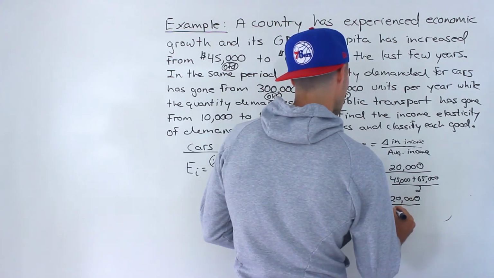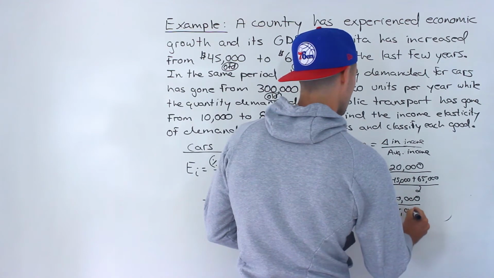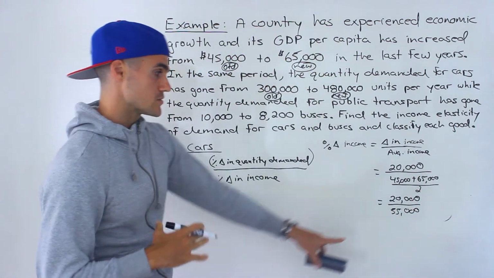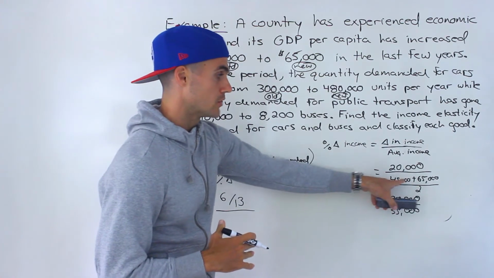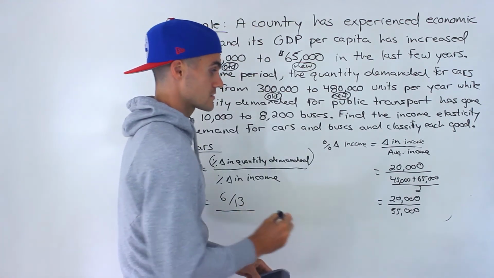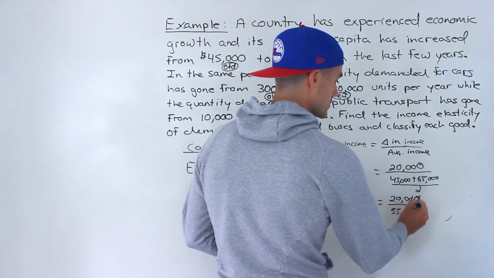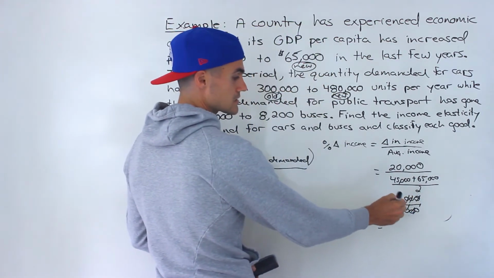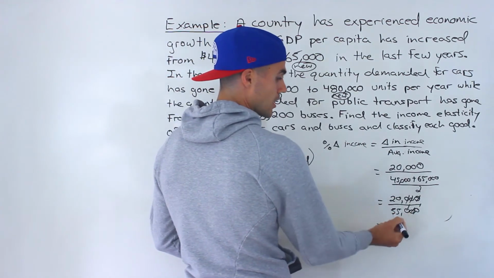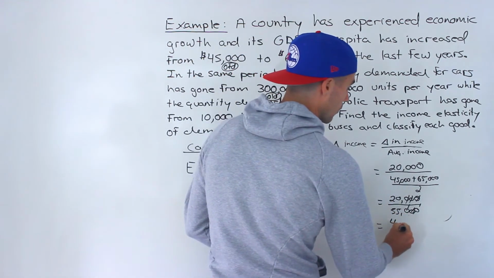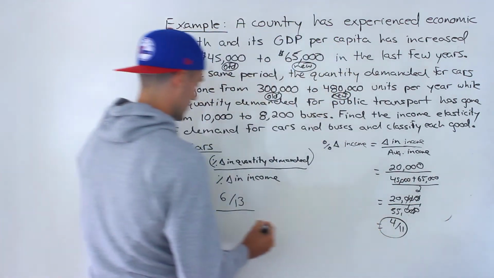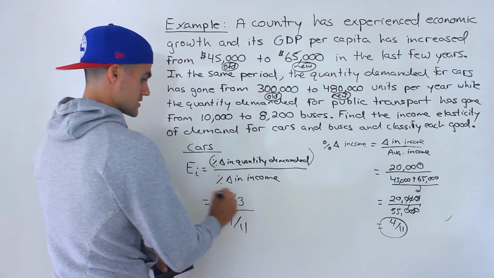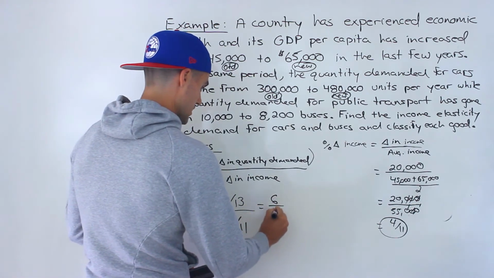And so we'd end up with 20,000 over 55,000, right? Because 45,000 plus 65,000 will give us 110, divided by 2 gives us 55. Notice that's the midpoint between 45,000 and 65,000. So notice here the 3 zeros would simplify, so we'd end up with 20 over 55, and then this simplifies. We can divide the numerator and denominator by 5, so we'd end up with 4 over 11. So here, this would end up being 4 over 11. So we got one fraction, 6 over 13.